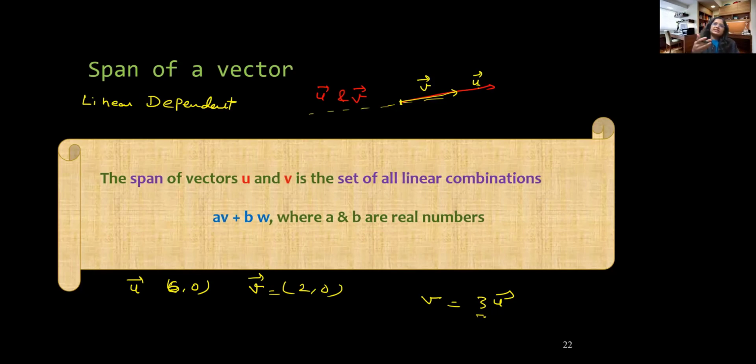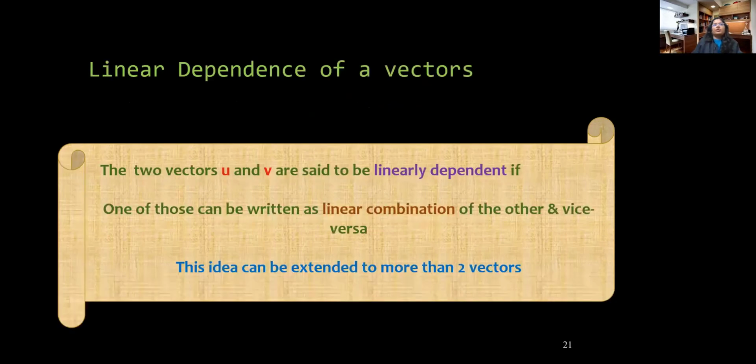We derive these things algebraically when we do math. We just prove that these are linearly dependent. But I hope you got the logic that two vectors would be said to be linearly dependent if one of those can be written as a linear combination of the other, or others if we have more, and vice versa.